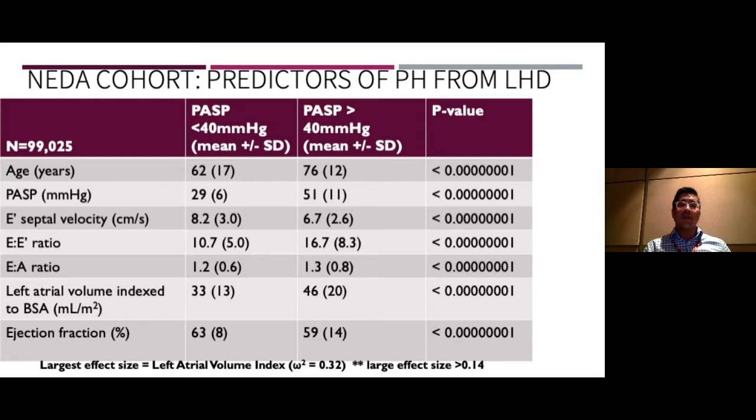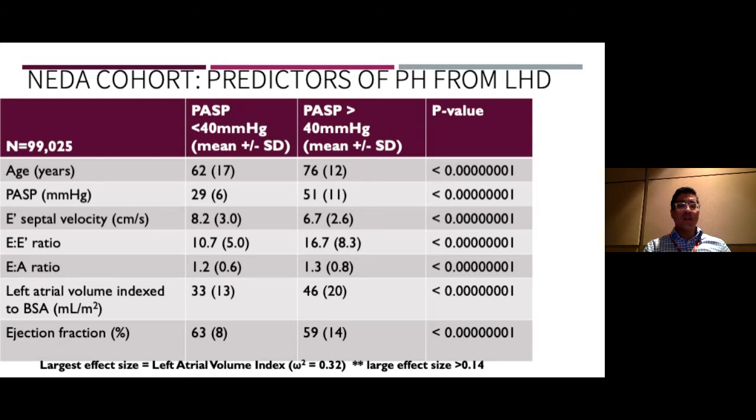Firstly, patients who are older are more likely to have pulmonary hypertension. Looking at the septal E prime and the E prime values, patients with pulmonary hypertension are more likely to have reduced LV compliance and evidence of increased left atrial pressures. The filling pattern transitions from impaired relaxation tending towards a pseudonormal filling pattern. As a result of impaired relaxation and increased left atrial filling pressures, patients with pulmonary hypertension develop an enlarged left atrium. And finally, the ejection fraction in patients with pulmonary hypertension is lower, suggesting that people who develop pulmonary hypertension are more likely to have systolic dysfunction along with diastolic dysfunction.